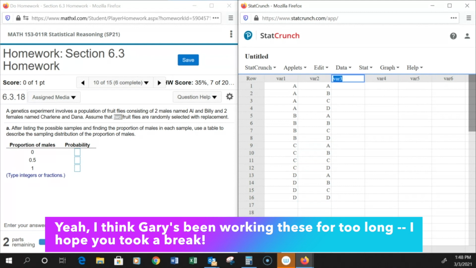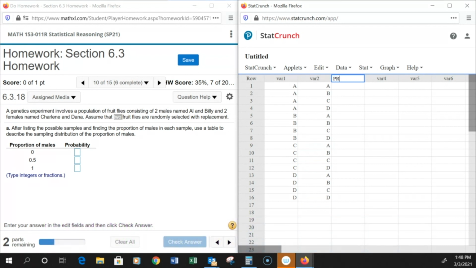And then what do I have to do? I have to say the proportion of males. And I'm thinking the A's and the B's are males. So 1, 1, only a half, only a half, 1, 1, only a half, only a half, only a half, only a half, none are male, none are male. Only a half, none are male, none are male. I think I did that right.